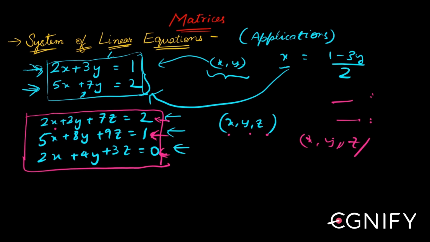But as the number of variables increase from 2 to 3, it gets even more complex. When it goes from 3 to 4, it gets even more complex to use those old substitution methods. That is where your knowledge of matrices will come into picture. So let's actually now look at how the knowledge of matrices will help us solve this system of linear equations.